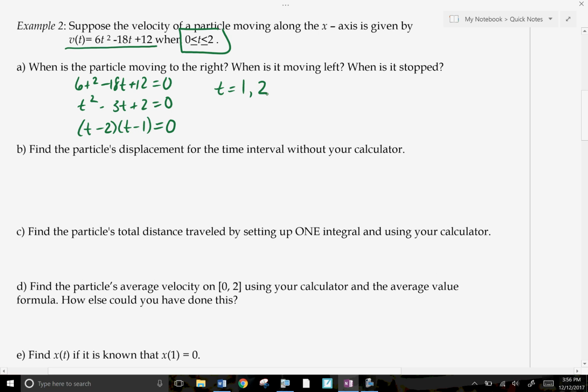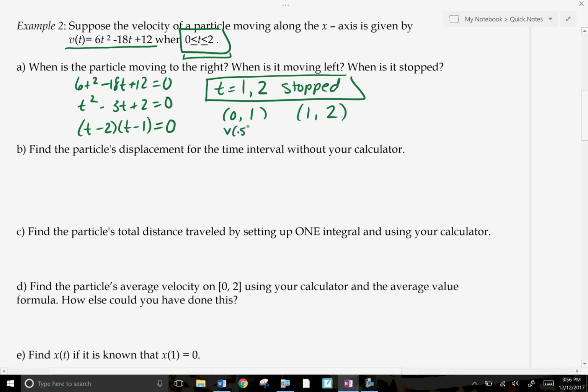When velocity equals 0, that means I'm stopped instantaneously. So these are the 2 values where I'm stopped. These are also the values that make up my endpoints for my intervals. So if I'm looking on the domain from 0 to 2, I have one interval that's going to go from 0 to 1, and another interval that's going to go from 1 to 2. Inside these intervals, I need to know about the sign of velocity. If velocity is positive, I'm moving right. If velocity is negative, I'm moving left.